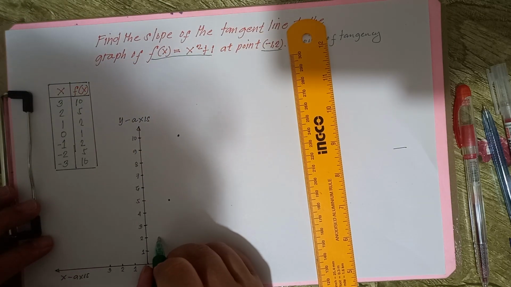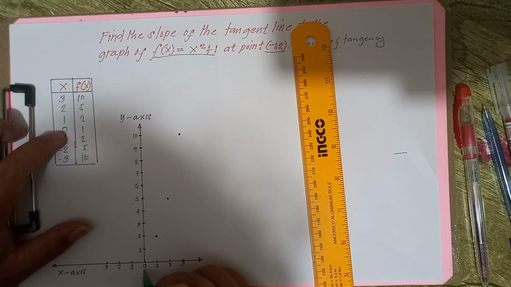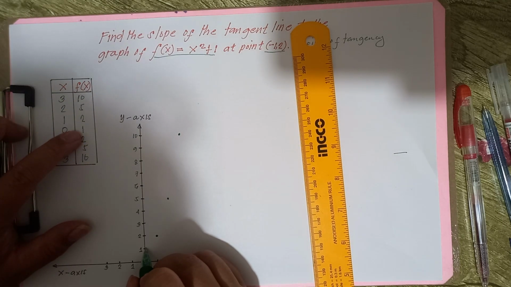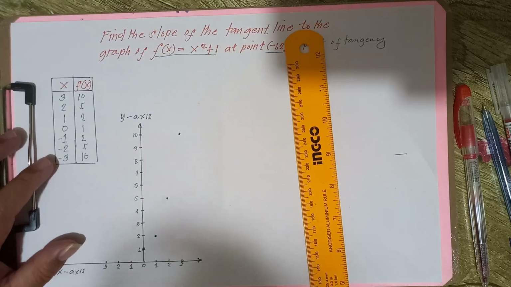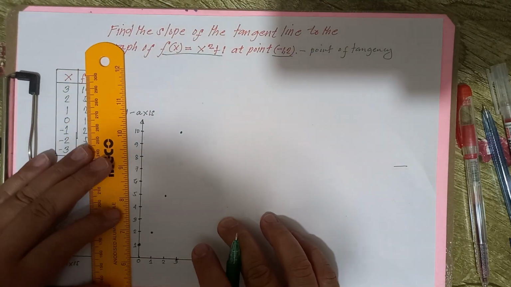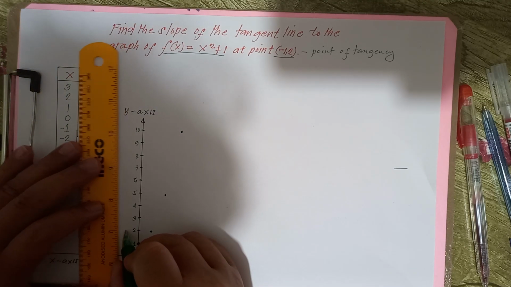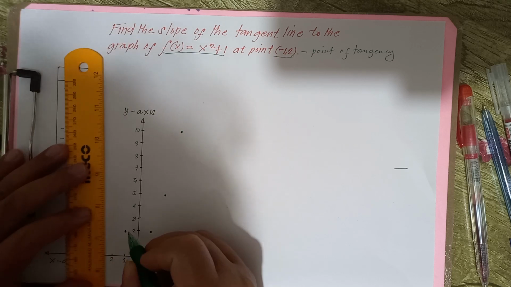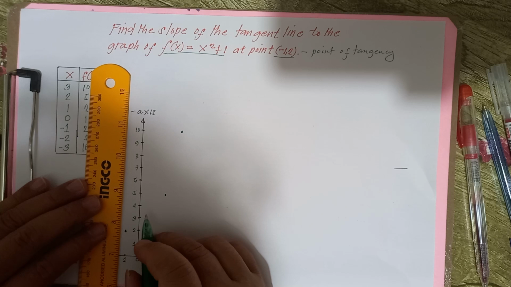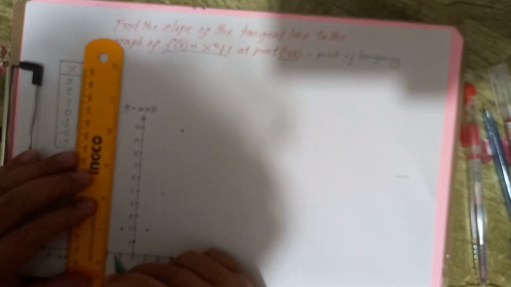And of course, if x is 0, your y must be 1. Meaning to say, it is in here. So that is the intersection or the intercept. If x is negative 1, it follows that your y must again be 2. And if x is negative 2, it follows that y must be positive 5. So that must be our point. And if x is negative 3, it follows that your y must be 10.